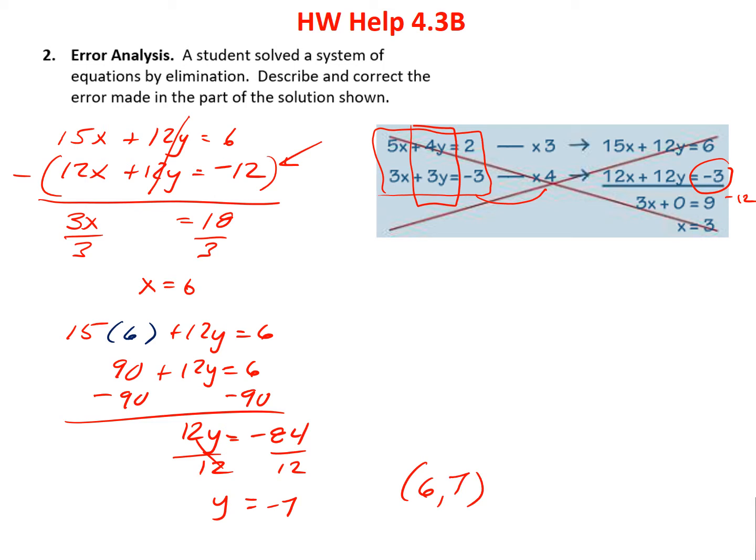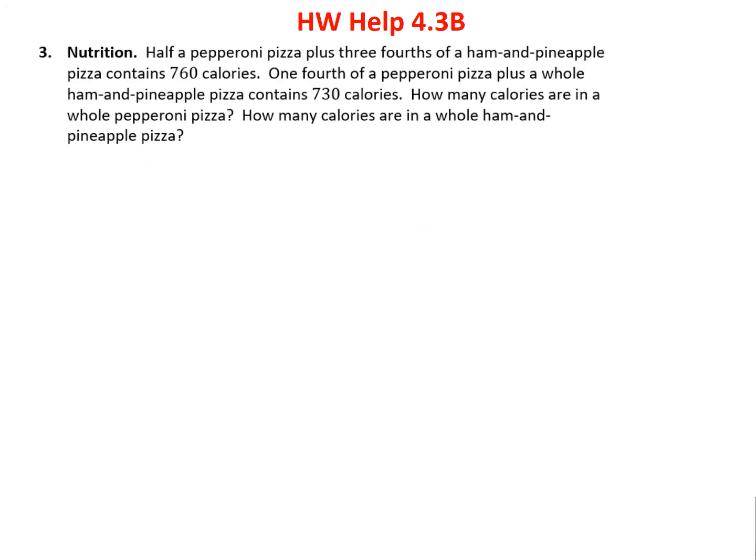But again, the error was when you multiply one of these equations by a number, you got to multiply everything. Okay? And their mistake was they multiplied everything but the constant on that right side. Common error. So let's watch out for it. Problem 3 is a word problem.